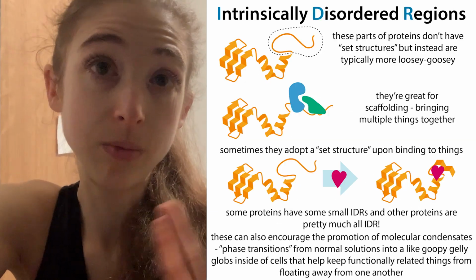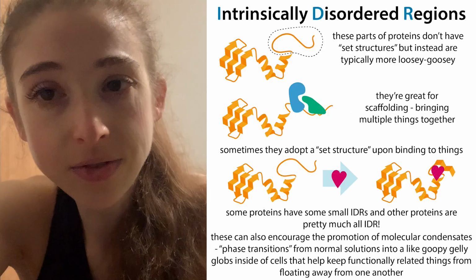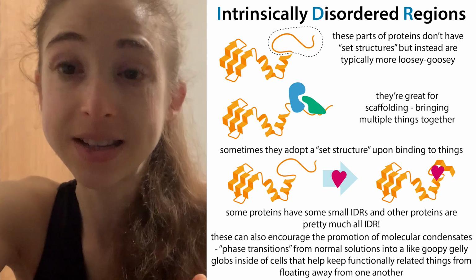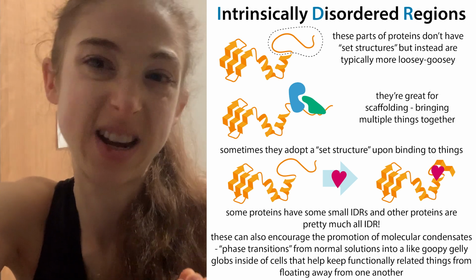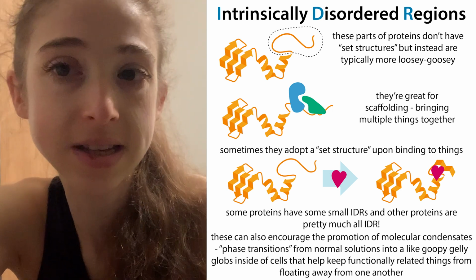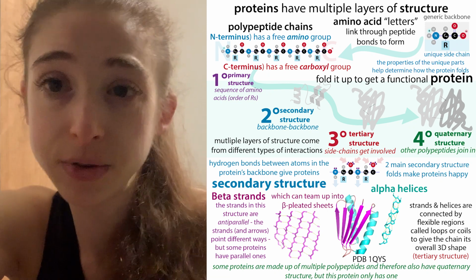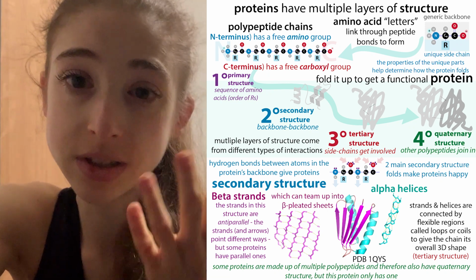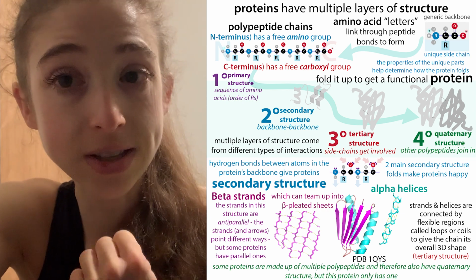And so there's also regions of proteins that don't have a defined structure. We can call these intrinsically disordered regions, and these can actually serve really important roles because they can help bring proteins together and allow proteins to respond to different things. So there's a lot of really cool stuff we can talk about when it comes to protein structure, and at its heart is those 4 main levels of structure. So let's go into those.